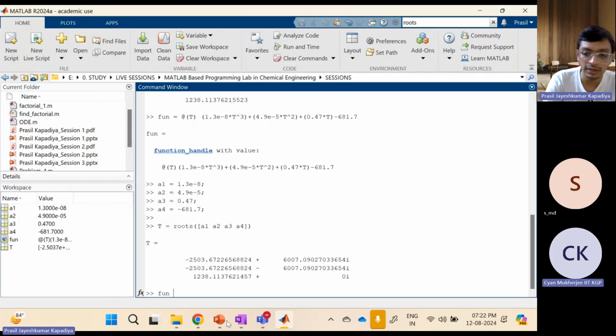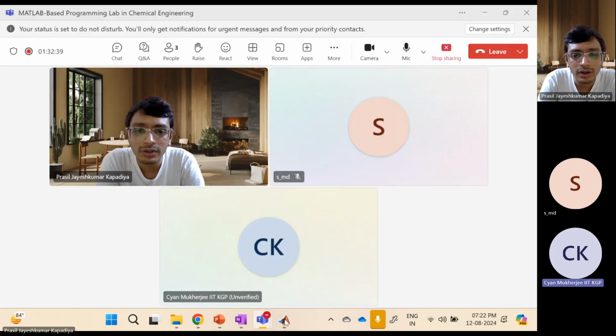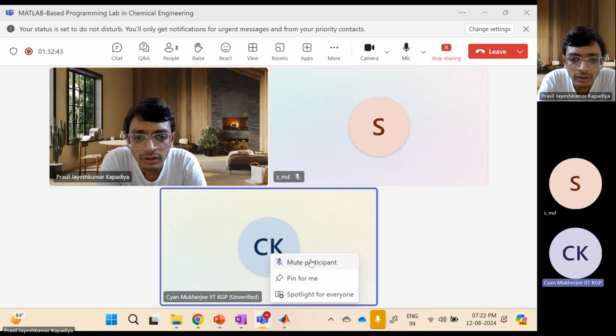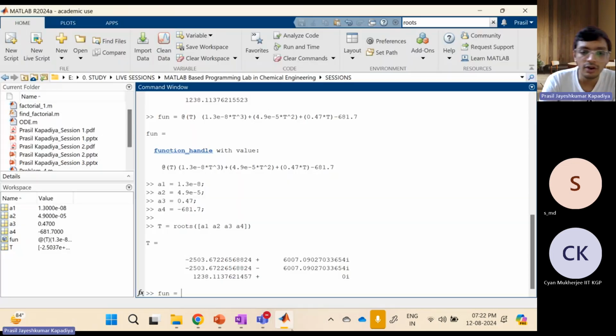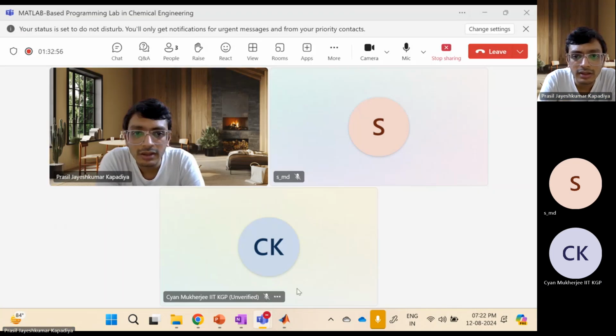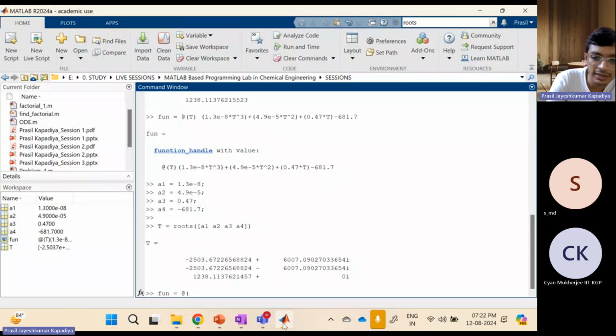So I will write function is equal to at the rate of Piclet number. I'm writing it as at the rate of Pe, Piclet number.